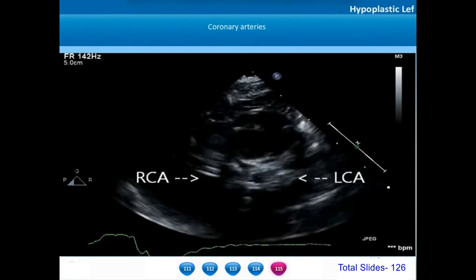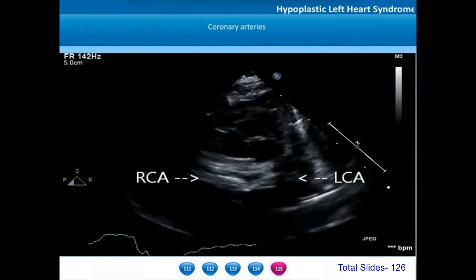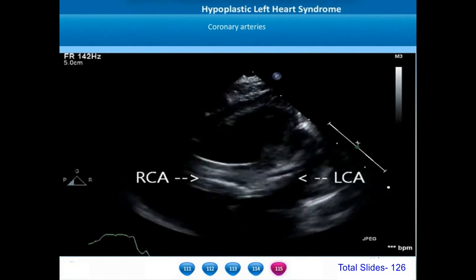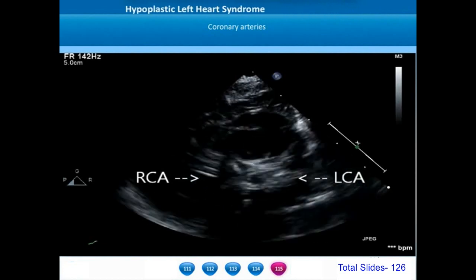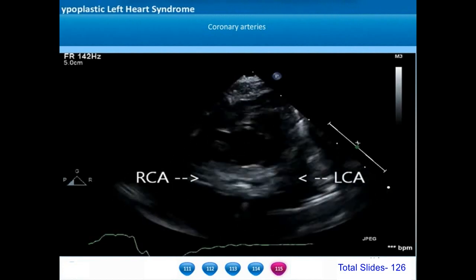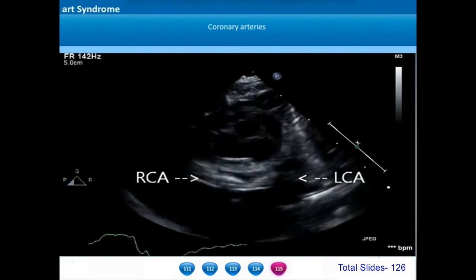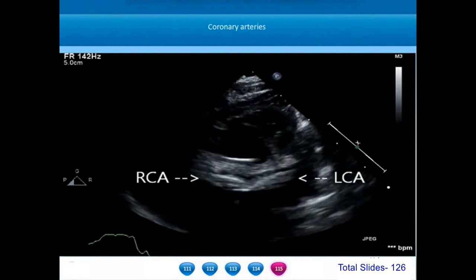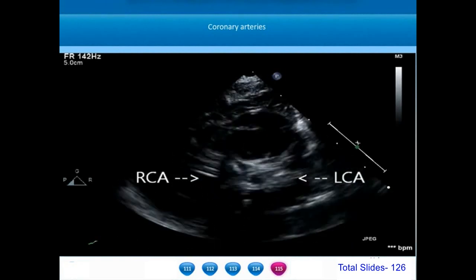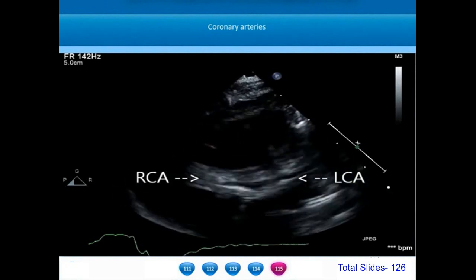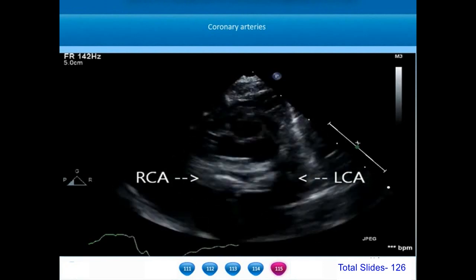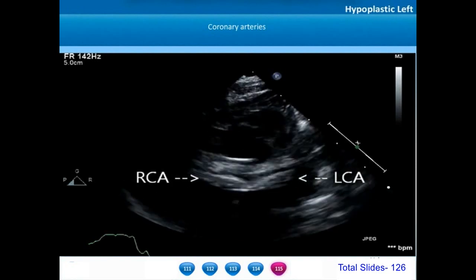In this parasternal short axis view, a large pulmonary valve is shown anteriorly. Behind the pulmonary valve, there is a very small aortic root. On either side of the aortic root, we can see a parallel track of left coronary artery and right coronary artery, which are shown with an arrow.